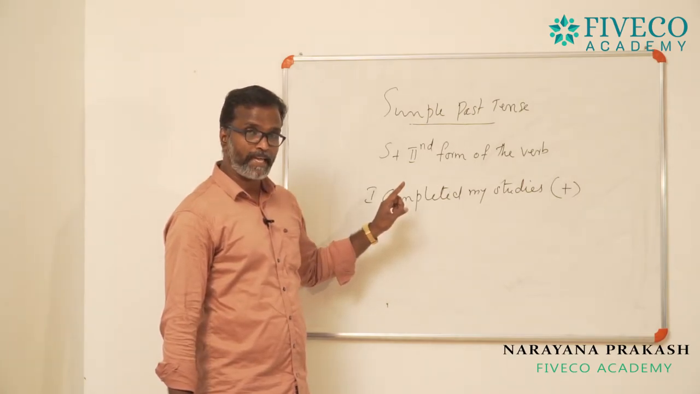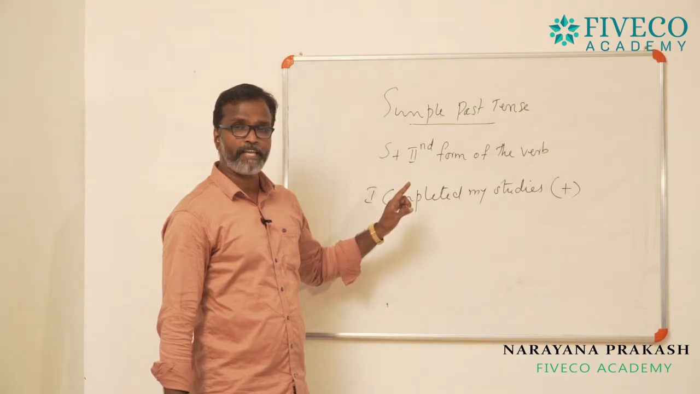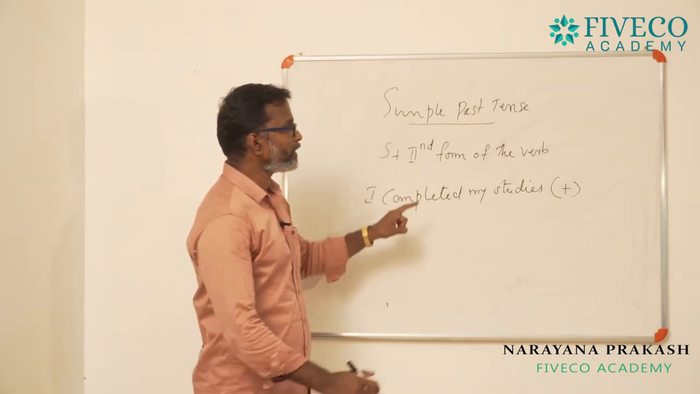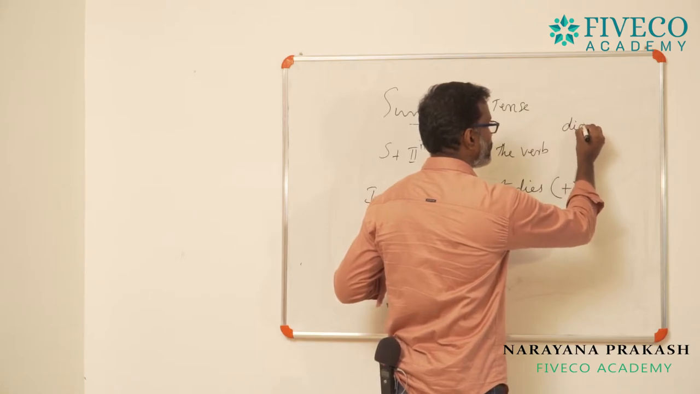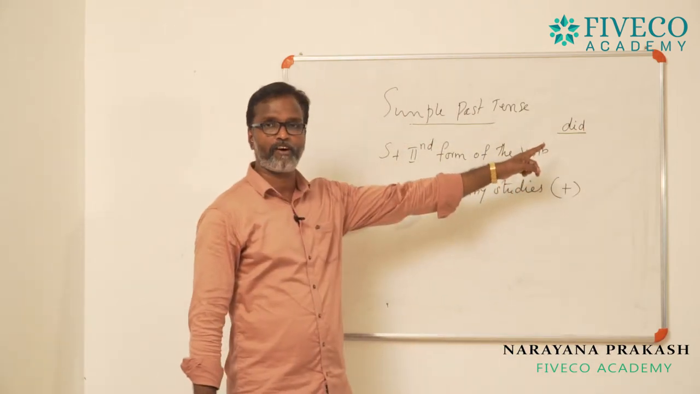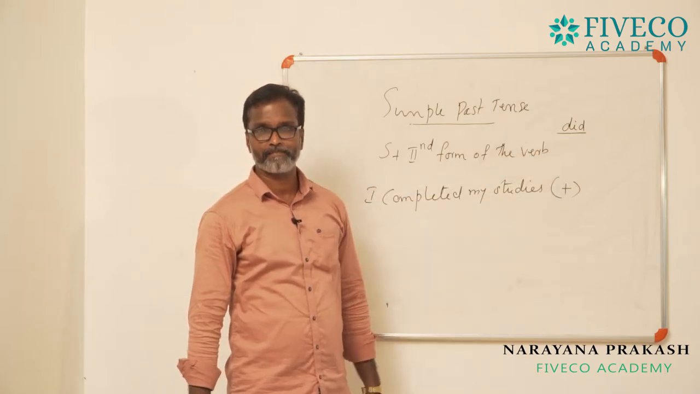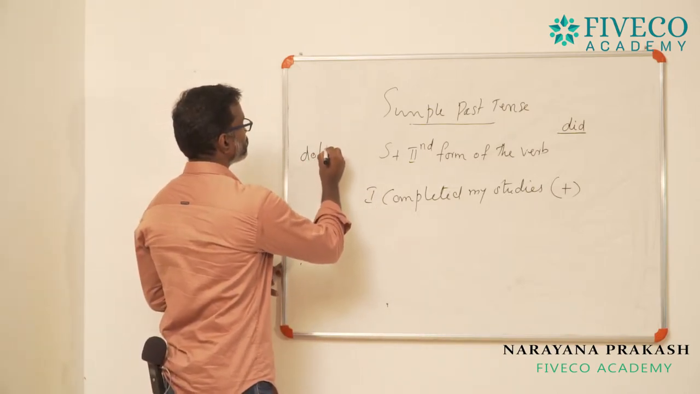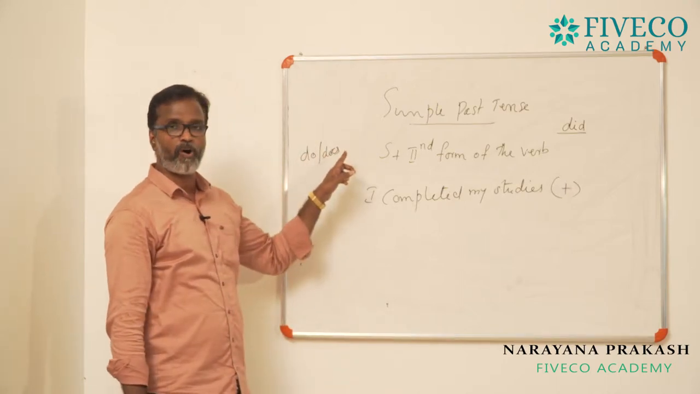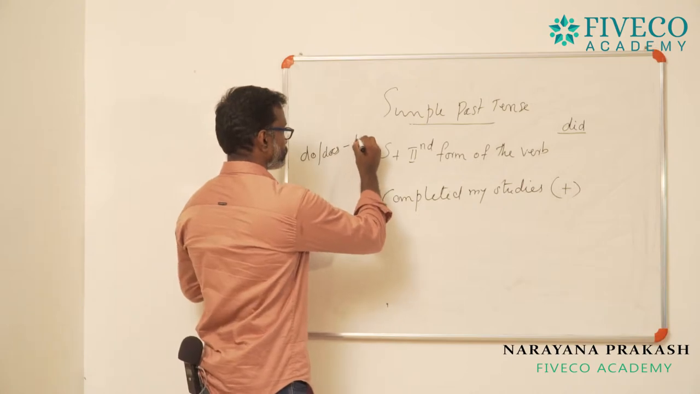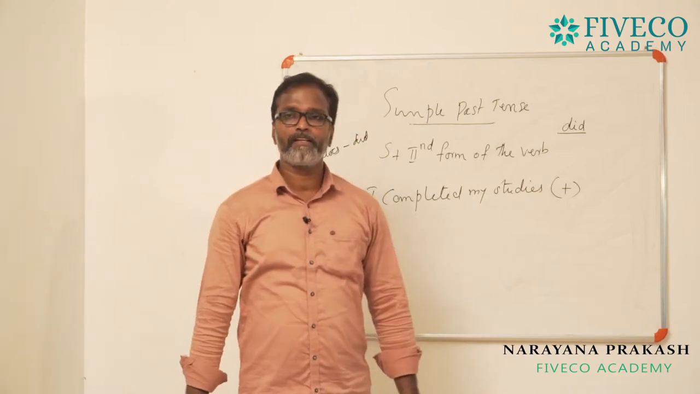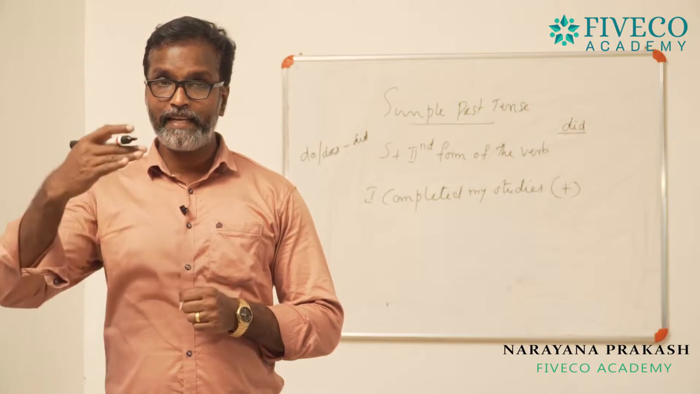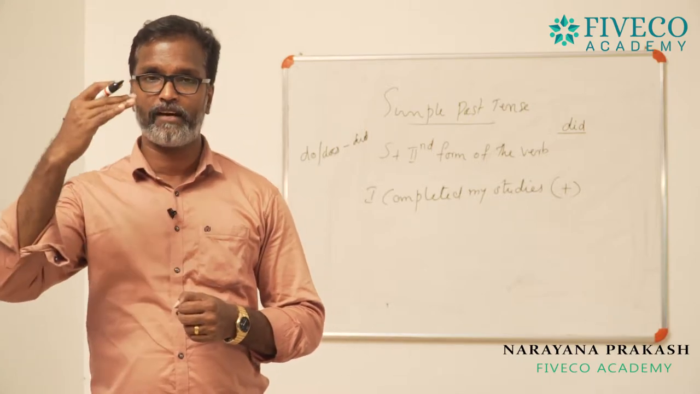While you make a negative sentence, not can be used with a proper auxiliary verb. And in simple past tense, you can use only one auxiliary verb, that is did. Did is also the past form of do or does. Don't forget that. It is quite simple. Do or does, which we use as auxiliary verbs in simple present tense, and did is the past form of do or does.